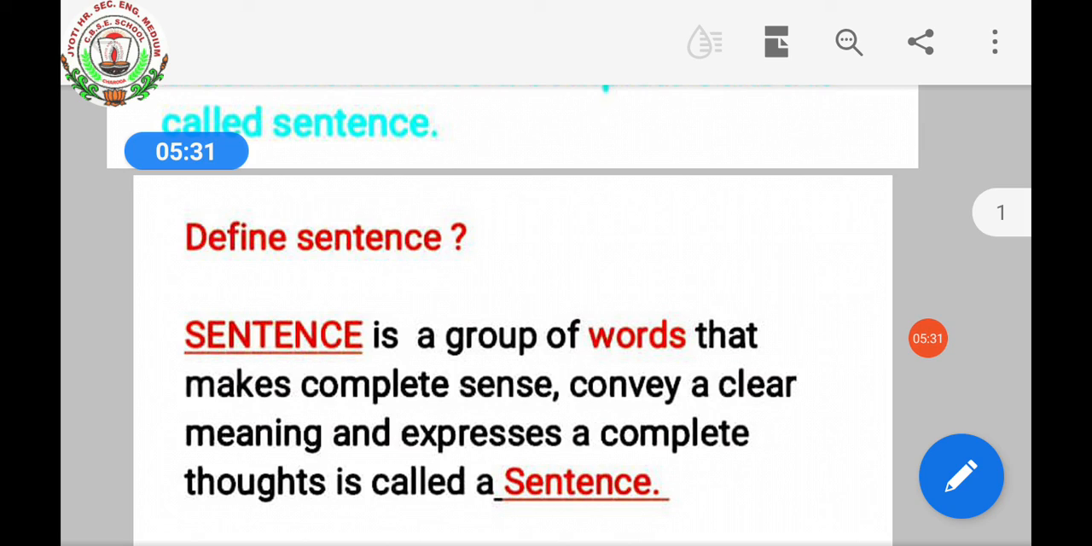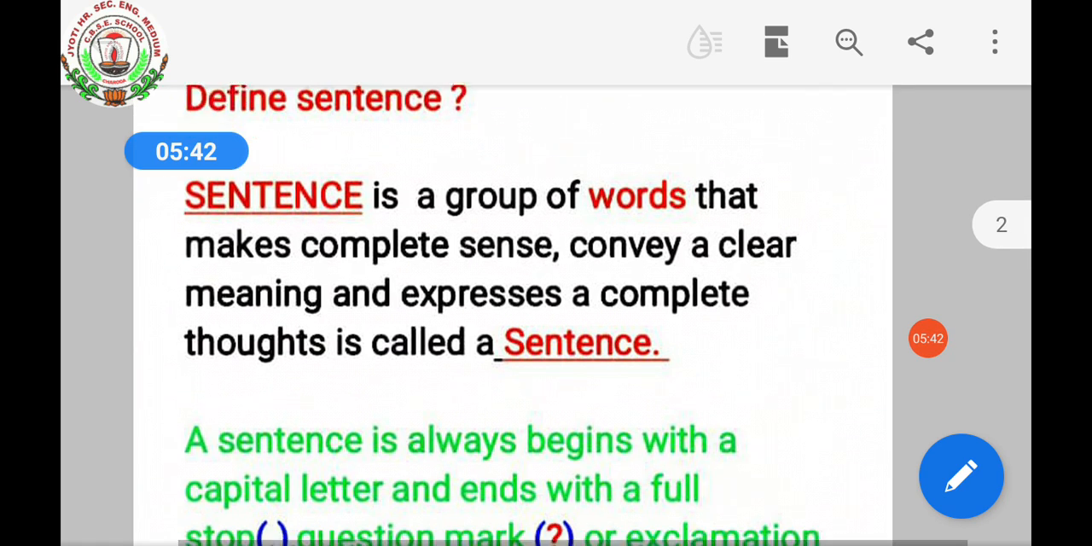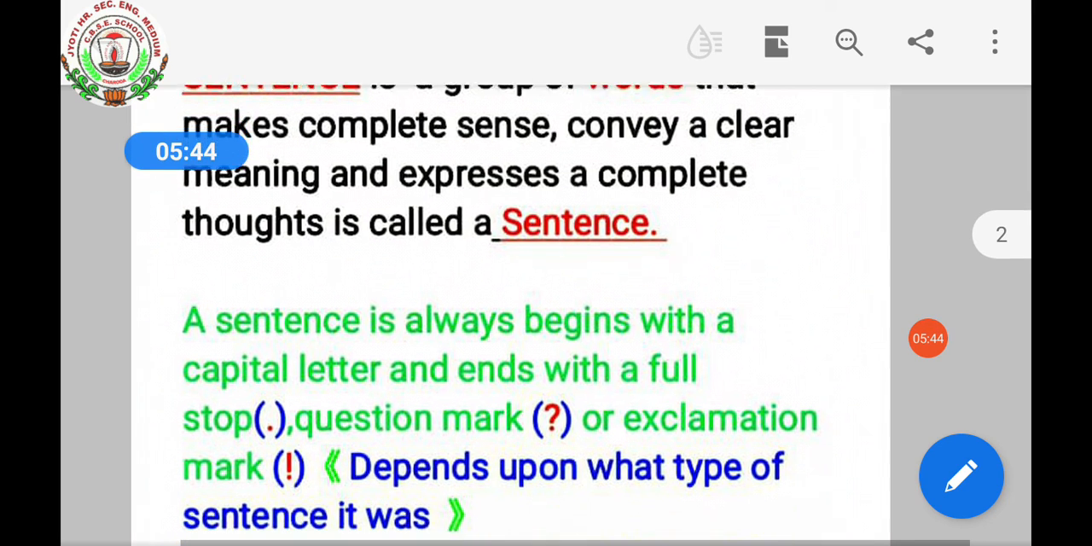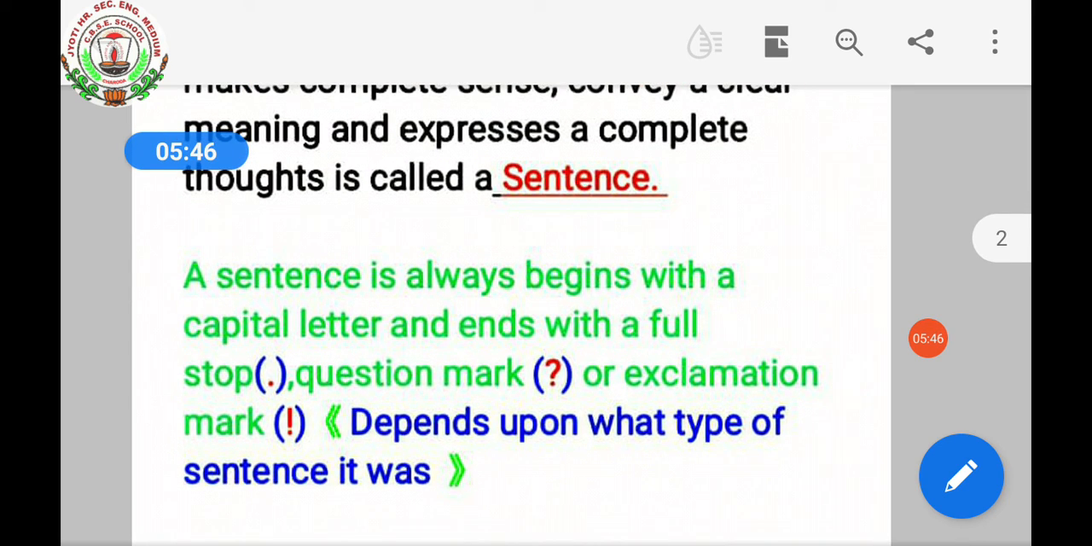So define sentence. A sentence is a group of words that makes complete sense, conveys a clear meaning and expresses a complete thought is called a sentence. Now this is an important point. A sentence always begins with a capital letter and ends with a full stop, question mark or exclamation mark.